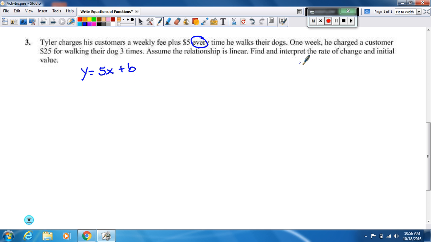Now we keep reading. 1 week he charged the customer $25 for walking the dog 3 times. Assume the relationship is linear. Find and interpret the rate of change and initial value. Okay, so the rate of change is 5 because that's the same as slope. $5 per walk.